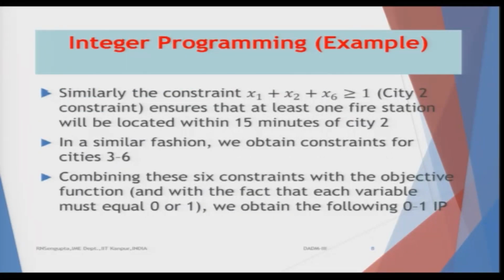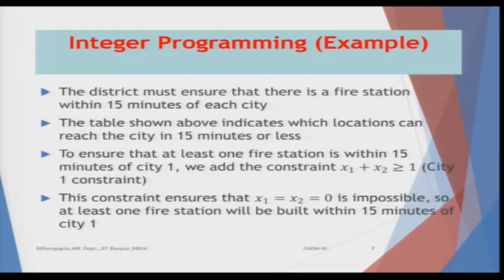Similarly, the constraint corresponding to city 2 would be x1 plus x2 plus x6 is greater than or equal to 1. It ensures that at least one fire station will be located within 15 minutes from city 2, such that it is able to cater to 1, 2 and 6, those are the cities. In similar fashion, we can obtain the constraints for all the rest of the cities, 3, 4, 5, 6. Let us see.